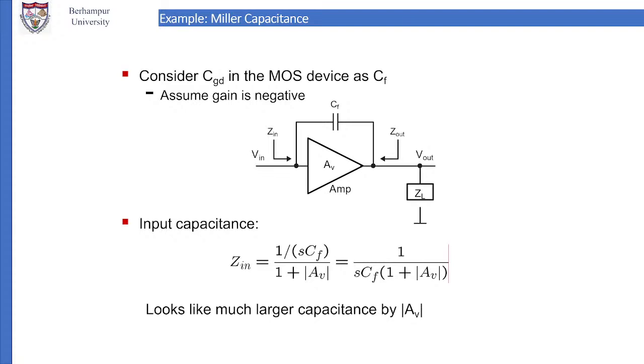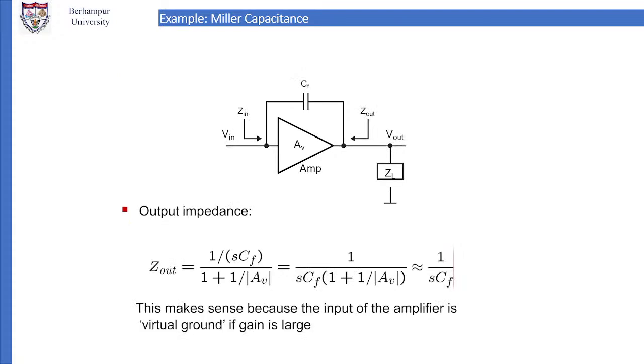So Z is equal to 1 by j omega C. Here j omega remains as it is, and C is equal to CF into (1 plus AV). As you increase AV, C will increase. Therefore, it looks like a much larger capacitance when we consider the Miller effect. The Miller capacitance is much larger when you consider the gain of the amplifier, or the amplification factor.